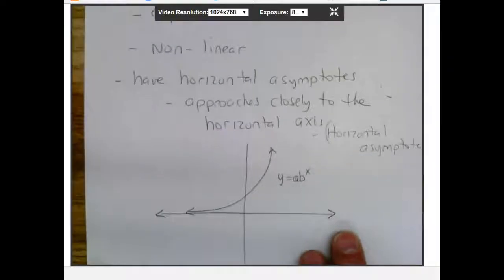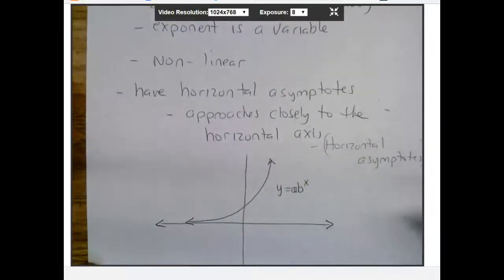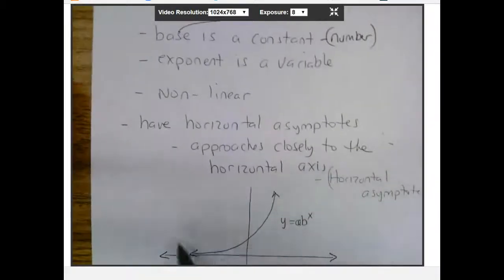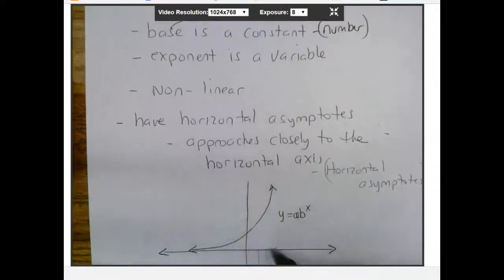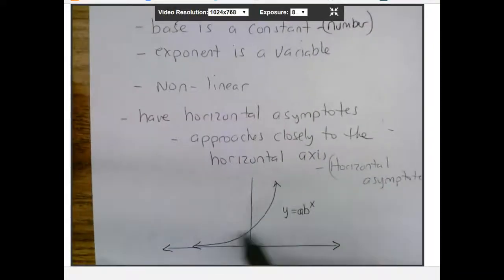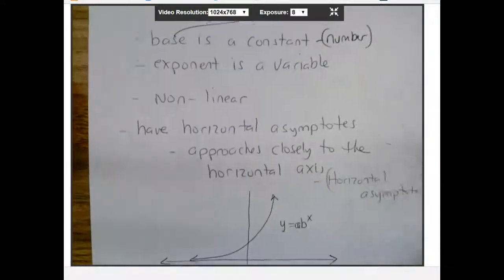This is an example of one. It can go the other direction as well. So this is exponential growth, where it just keeps going up and up and up. And we can also have exponential decay, where it just keeps getting smaller and smaller with this kind of curve, really going the opposite way.